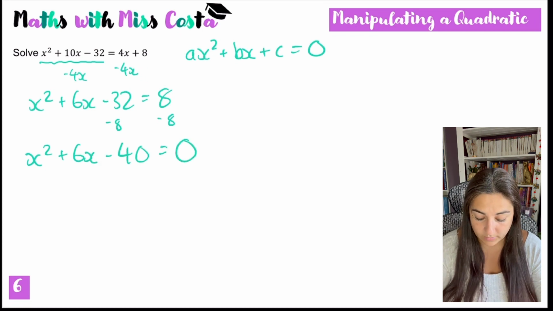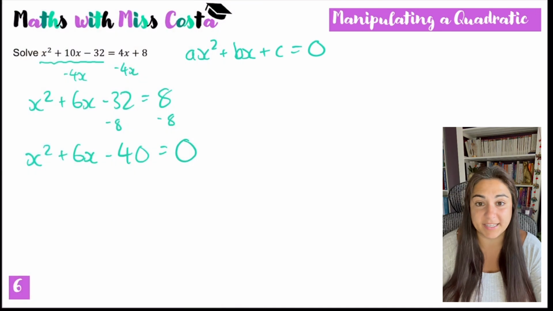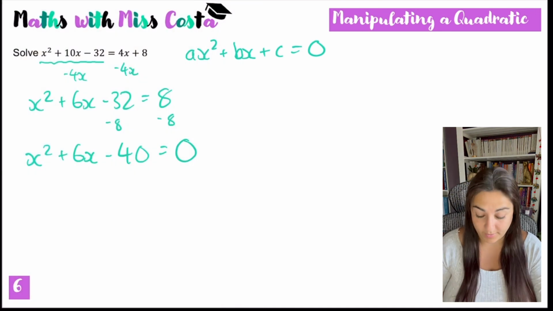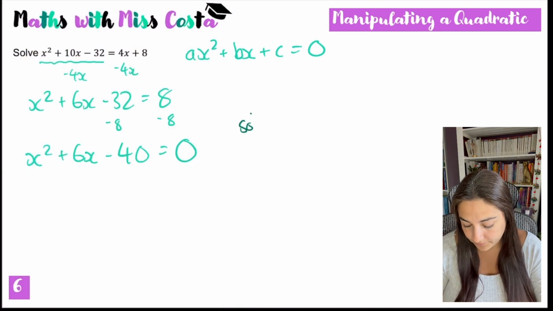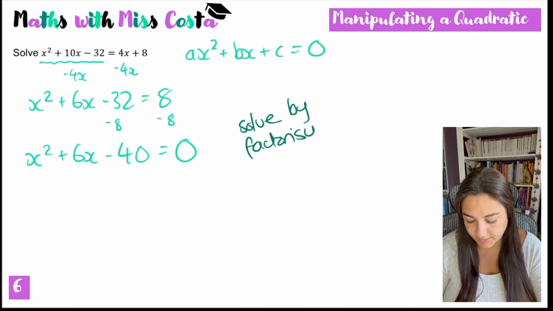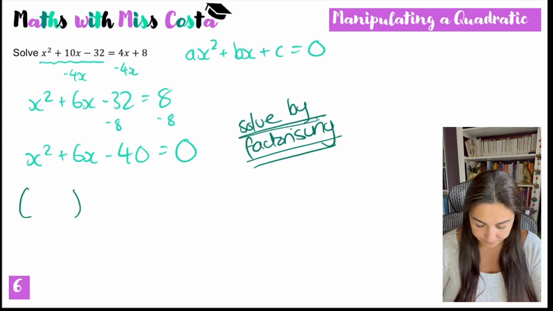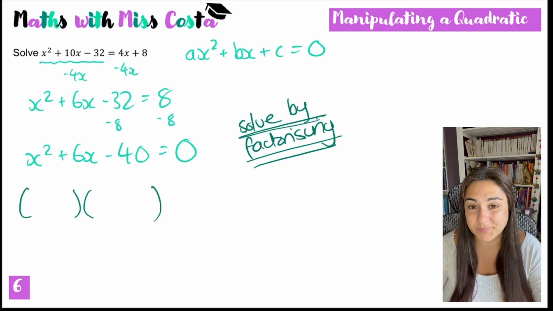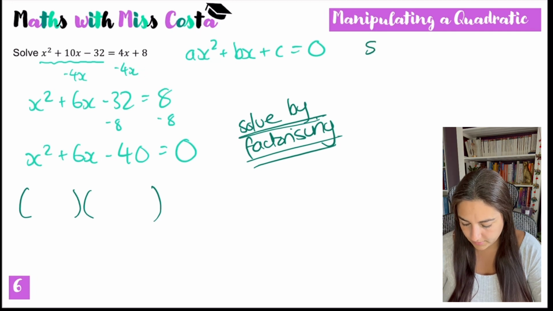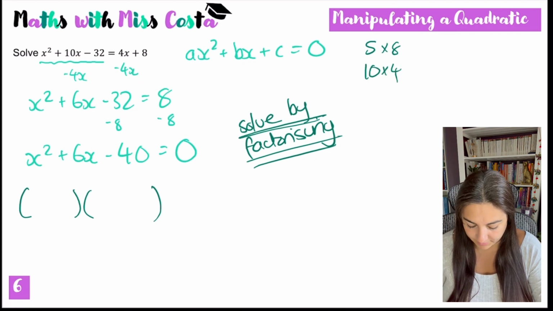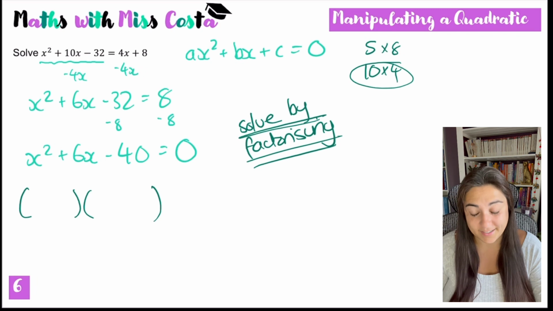Now, when you've got it equal to 0, that means it's in a position for you to solve it. And the way to solve it is by factorising. When you've got a quadratic, you solve it by factorising. So, once again, what are the factors of 40? Well, you've got 5 times 8, 10 times 4, lots of other ones, but I've already realised that it's going to be 10 and 4.